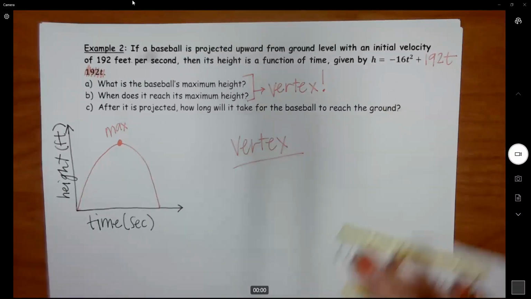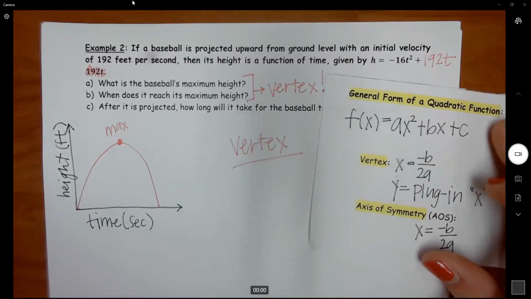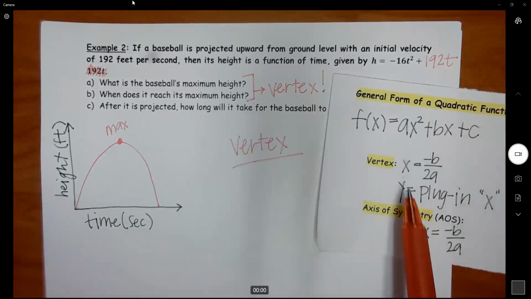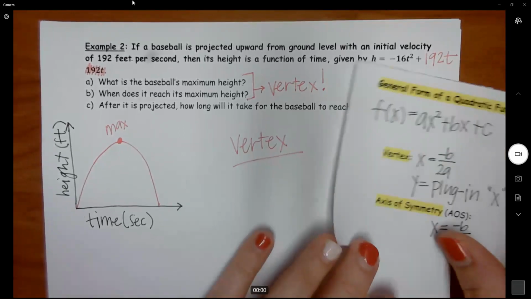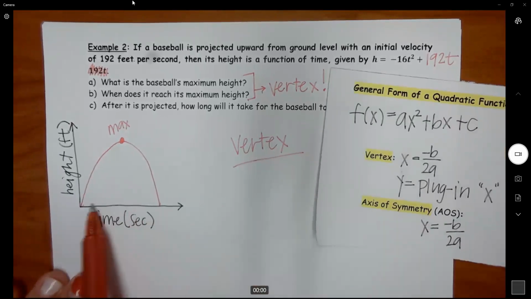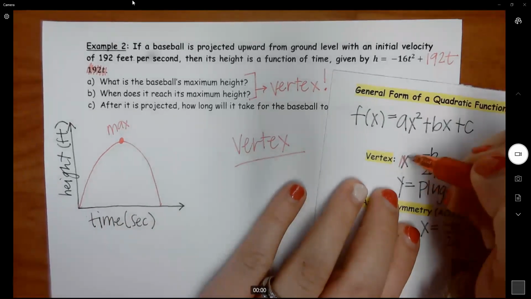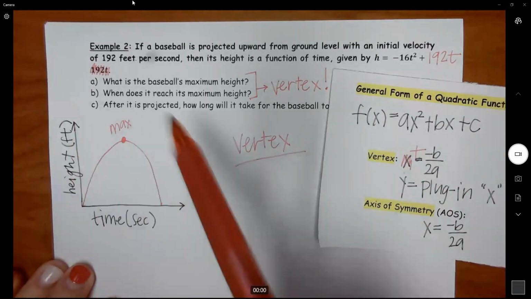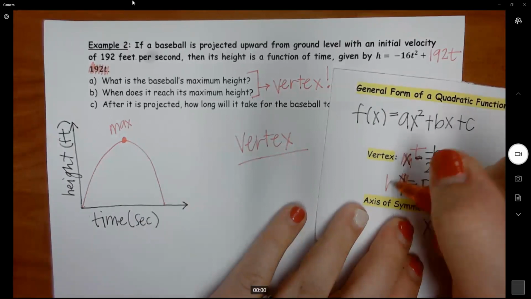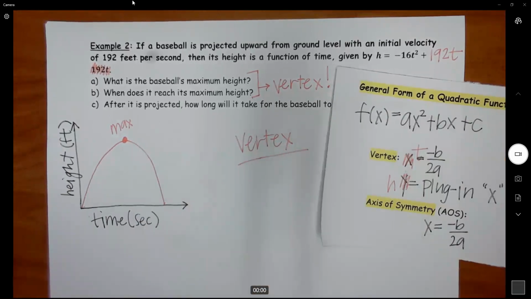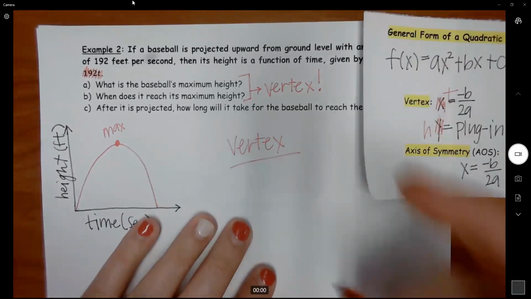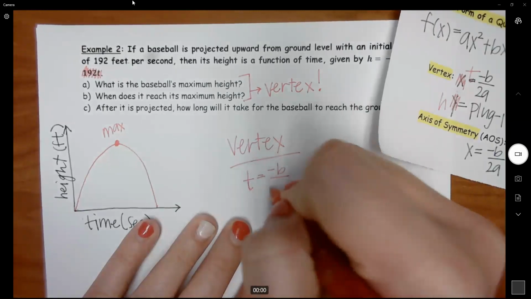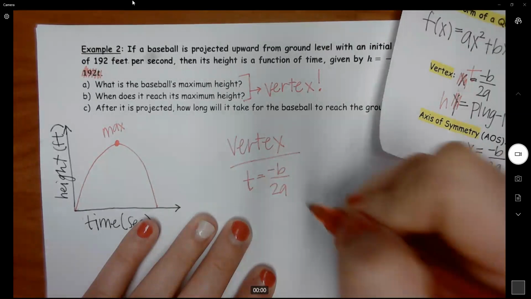Because this is in standard form, I'm not given the vertex, right? You know if it's in vertex form because you've got parentheses. So we're going to be using this formula here, but instead of x we have time, and instead of y we have h. But it's still the exact same thing. So t equals negative b over 2a.